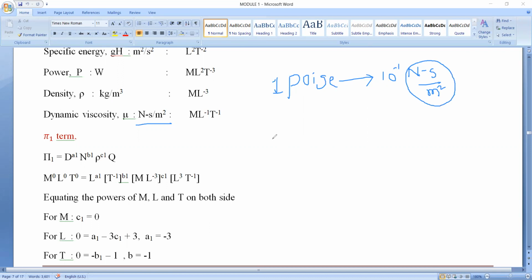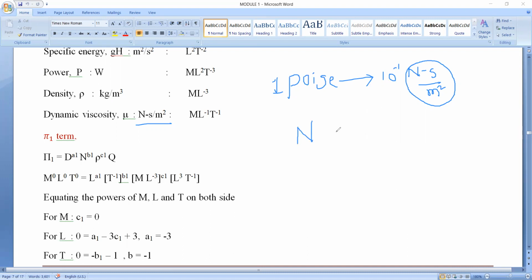Sometimes in examination he will ask, one poise equals how much Newton second per meter square. So you should be in a position to write. One poise equals 10 to the power minus 1 Newton second per meter square. Now how to write it in the dimensional form? So Newton second per meter square.